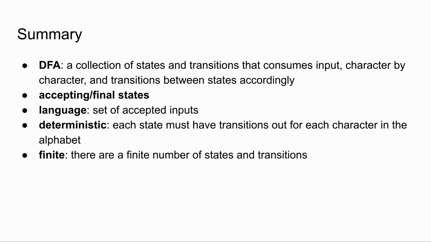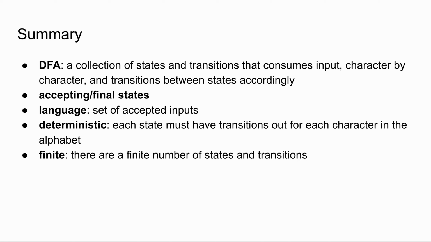Let's summarize what we've learned today. We learned that a DFA is a collection of states and transitions that consumes input, character by character, and transitions between states accordingly. A DFA usually has one or more accepting states, also known as final states, and when we end in an accepting state after consuming an entire input, we say that input is accepted by the DFA. The set of accepted inputs is called the language of the DFA.